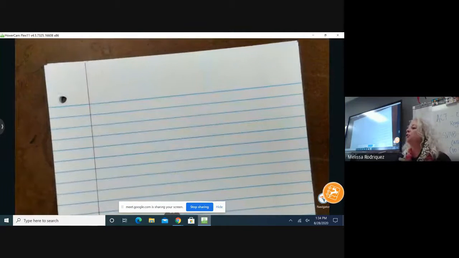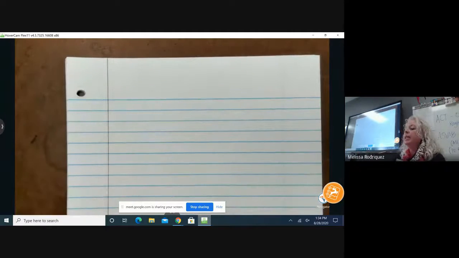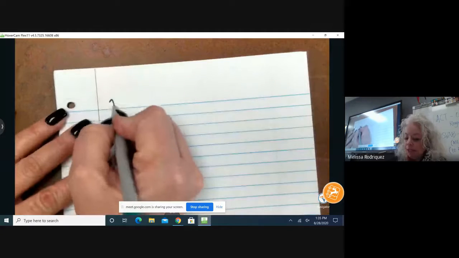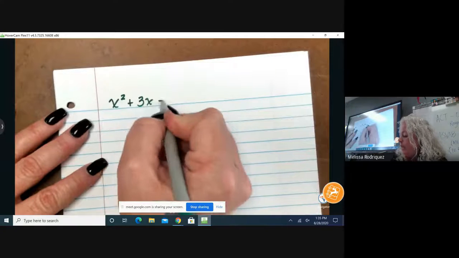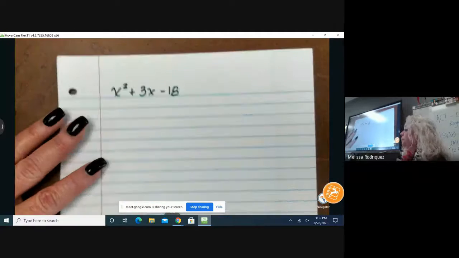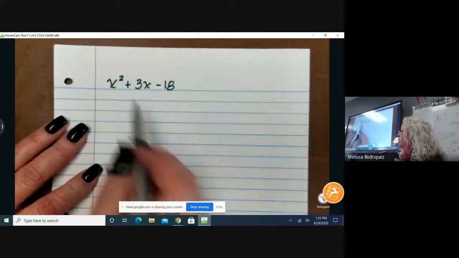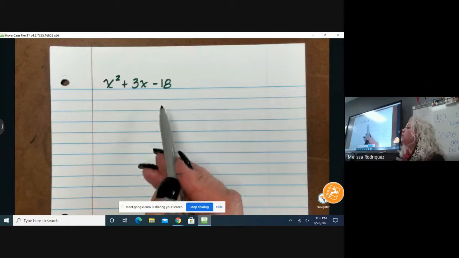But before I can show you division of functions, we have to make sure you can factor. Factoring is something you did in your freshman year, Algebra 1, or whenever you took Algebra 1. So I want to start with this type of problem. X squared plus 3x minus 18. This is called a trinomial. And when you have a trinomial, your only option for doing anything with it is to factor it.